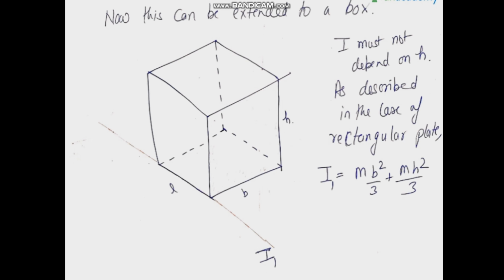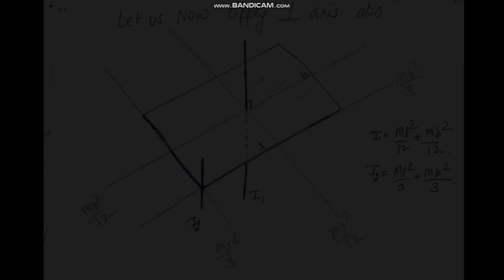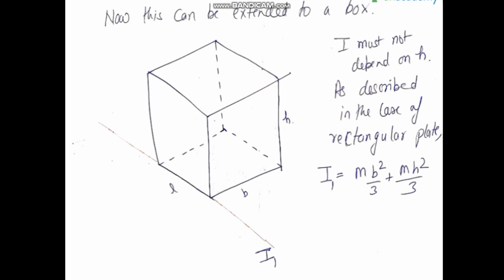Now we know the results for a rectangular plate. We can extend these results to a box. Suppose I have a uniform box, a cuboid of length L, breadth B, and height h. As I discussed, the moment of inertia must not depend on the geometrical dimension parallel to the axis.